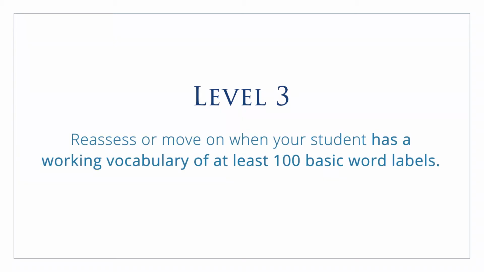Students who can say a combined total of 50 animal sounds and word labels are ready to move on to Level 3. Level 3. Reassess or move on when your student has a working vocabulary of at least 100 basic word labels. In Level 3, students expand their libraries of expressive and receptive word labels. Use the testing feature available for assignments in Level 3 to keep track of your students' receptive and expressive language growth. Students who can speak and understand at least 100 nouns are ready for Level 4.